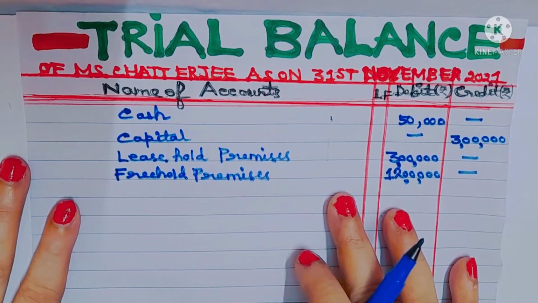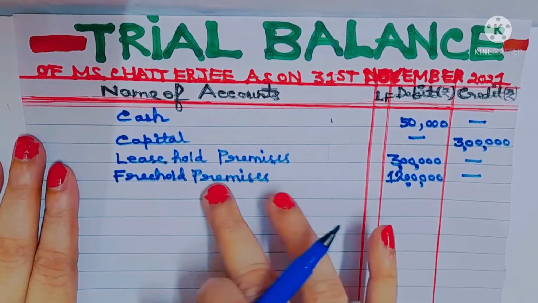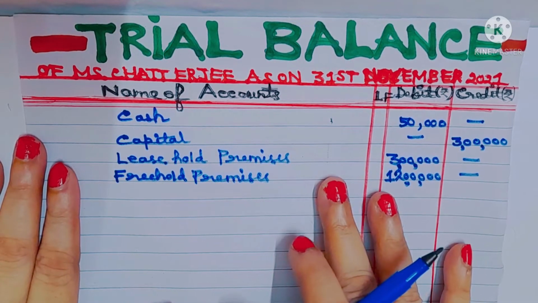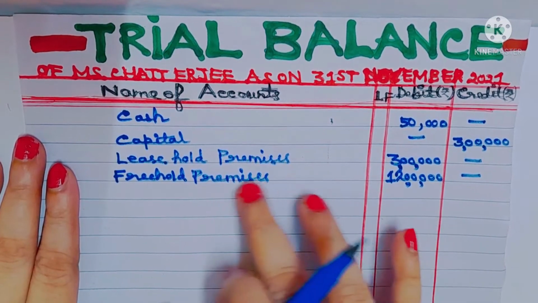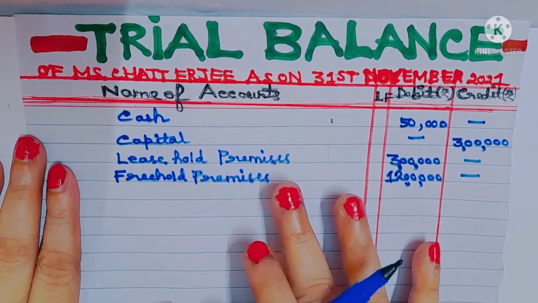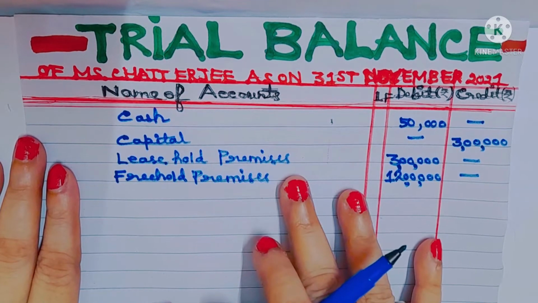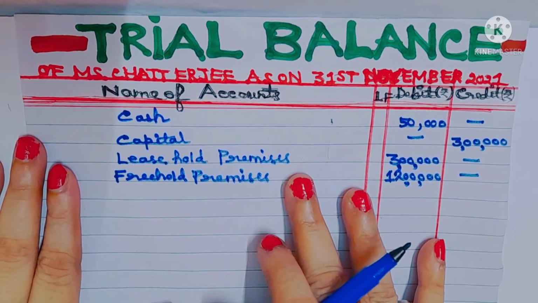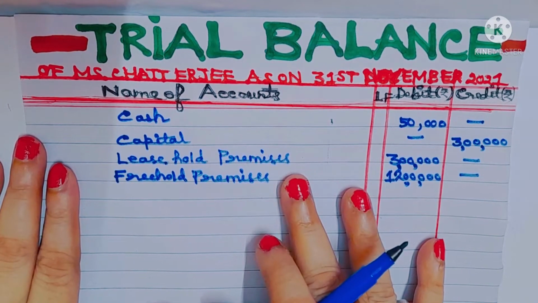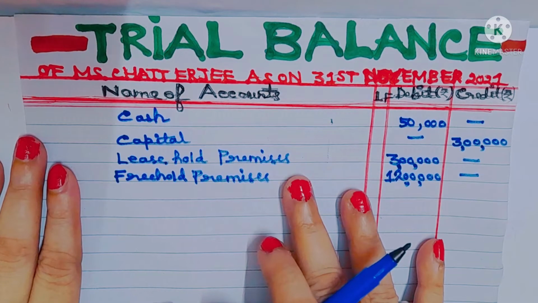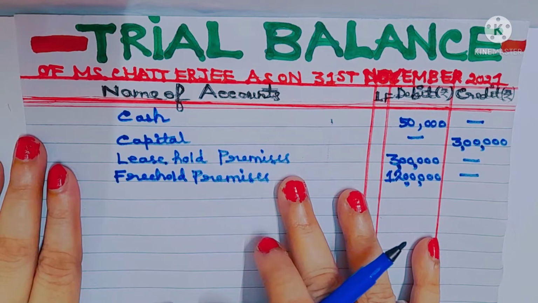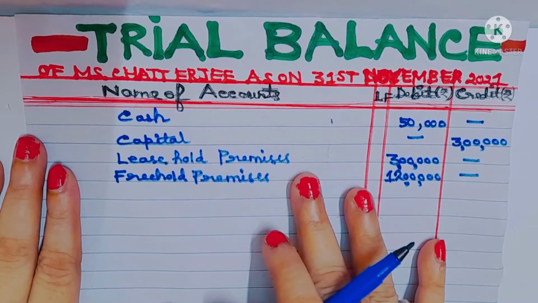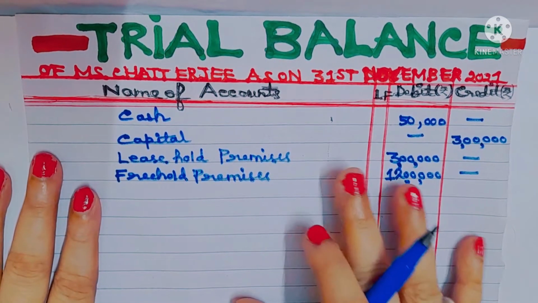What is freehold premises? Freehold premises means the duration or holding of land or property for life. Understood? Freehold premises is an asset. It falls under real account. According to real account, what comes in is debit. So, when freehold premises is purchased, it comes into the business. So, freehold premises will be debited. Understood? Let's see the next account.